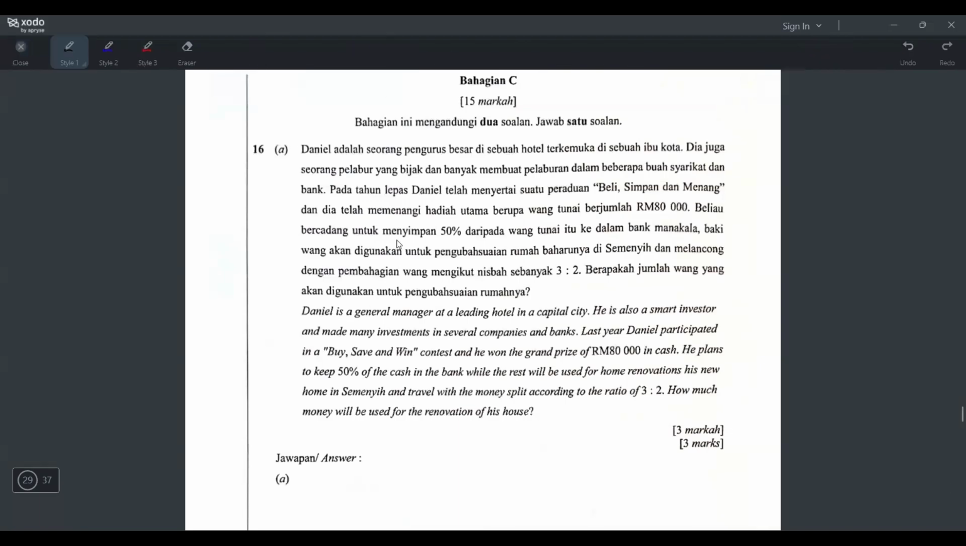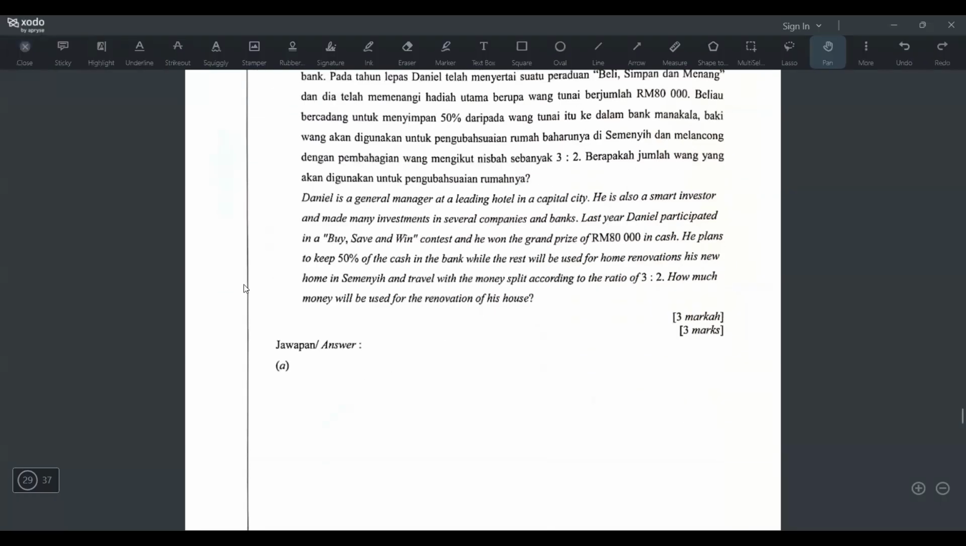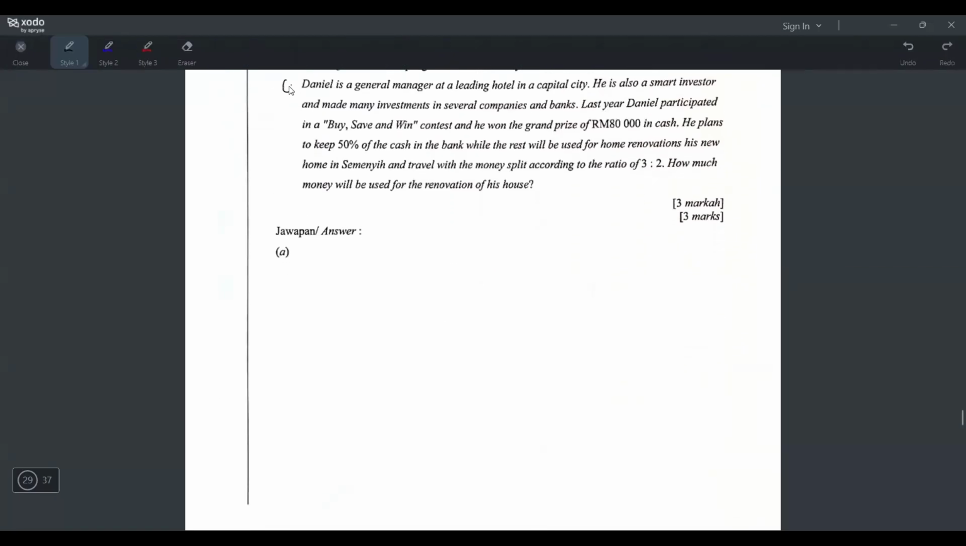Okay, now we are at bahagian C. Bahagian C, they will always give us dua soalan, but you only need to jawab satu soalan, right? But for this video, I will jawab both questions, because I'm doing this for revision, for you to do your revision. So I'll do both, but during the exam, you only choose one. Okay, let's read the 16A question.